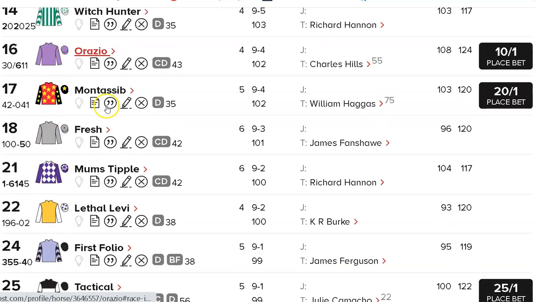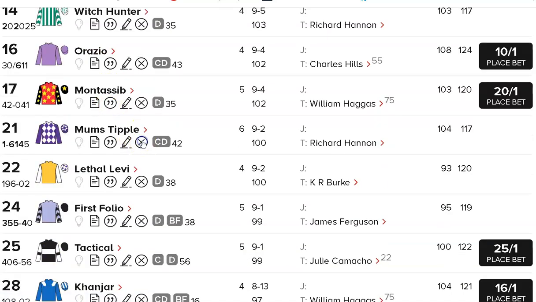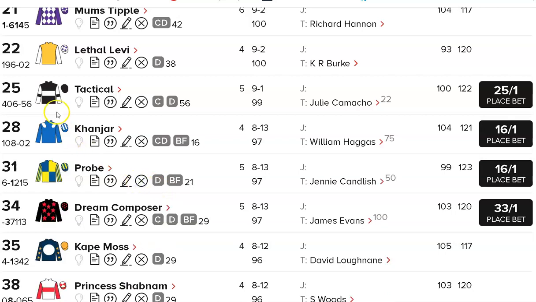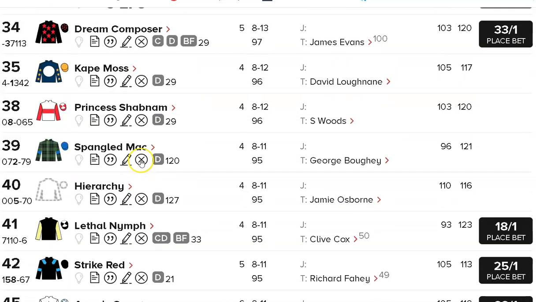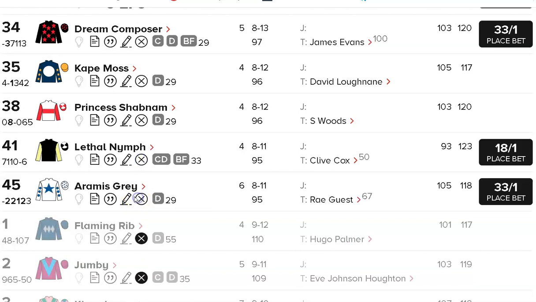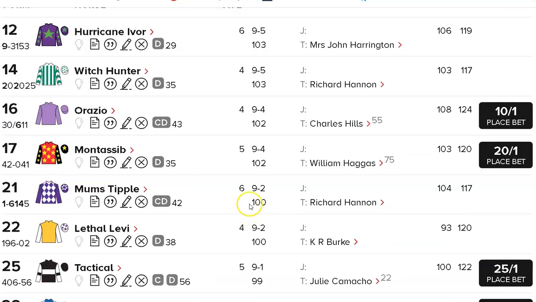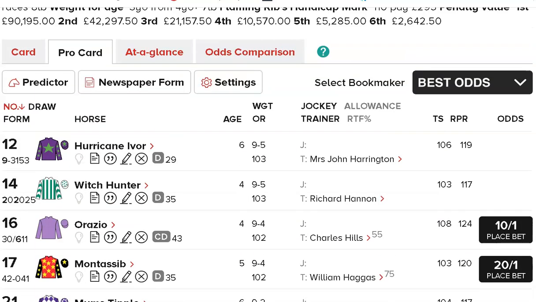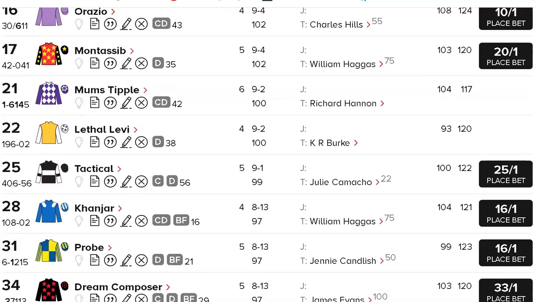Who else has been down the field on a recent start? Fresh, First Folio. Tanmawi, very disappointing last time out. I made him a max bet. Spangled Mac, Hierarchy, Strike Red. So, that's got rid of all of those. So we're whittling the field down. There was an entry of 77 and we're down to these.